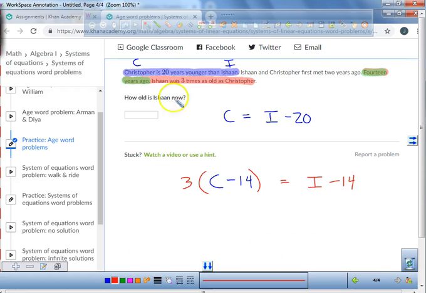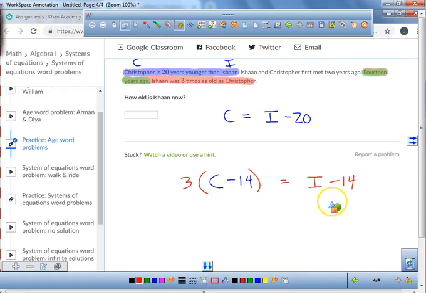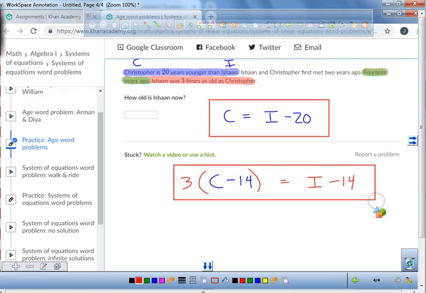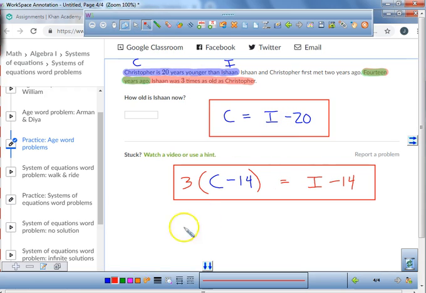Okay? So this time, actually, I'm not going to solve it by hand because I've already solved one by hand. What we're going to do is write this in terms of y and x. Okay? So here we go. First one, I'm going to put y equals x minus 20.